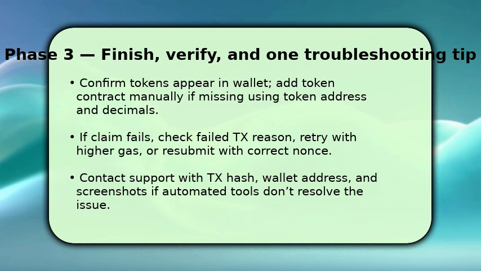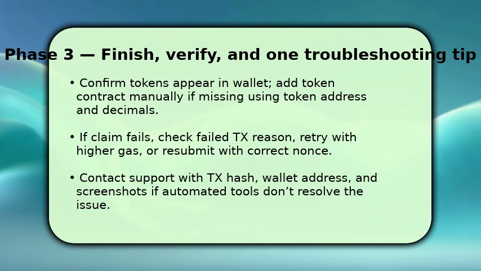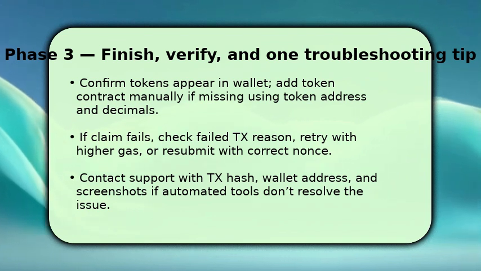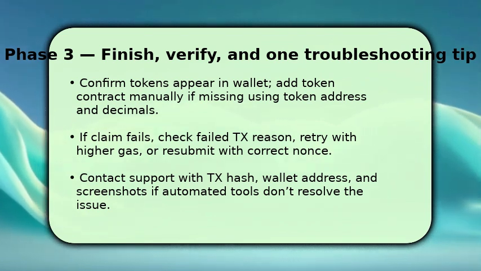If a claim fails, inspect the transaction error, then retry with adjusted gas or the correct nonce. If that still fails, gather your transaction hash, wallet address, and screenshots, and contact support. They can trace the issue using the blockchain data.